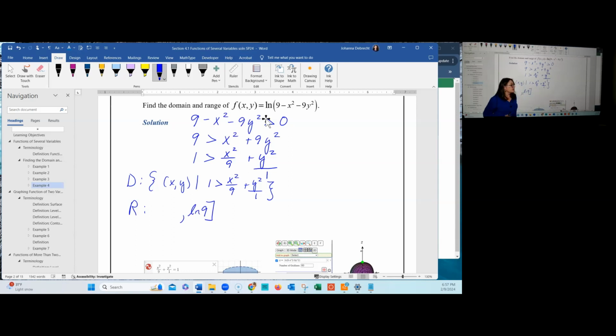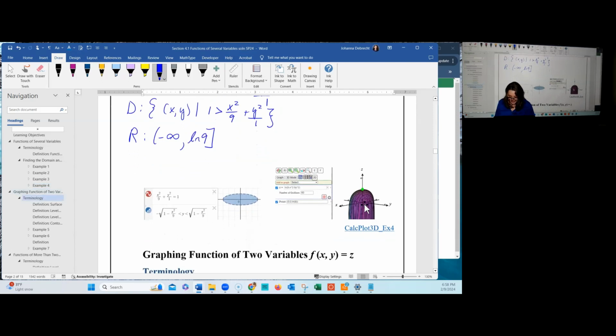Now, what's the smallest it can be? Well, the x value and the y value can get small. They have to stay inside the ellipse, but they get smaller. And what happens? As long as the x and y value stay inside the ellipse, they will never overpower the 9, but they will drive the argument towards 0. And when natural log approaches 0, it goes to negative infinity. So the range is going to go from negative infinity up to a maximum value of the natural log of 9. Let's take a look at a picture of it, which you can see right here.